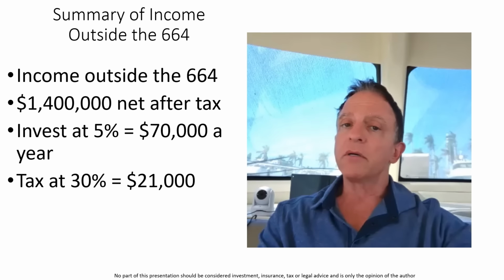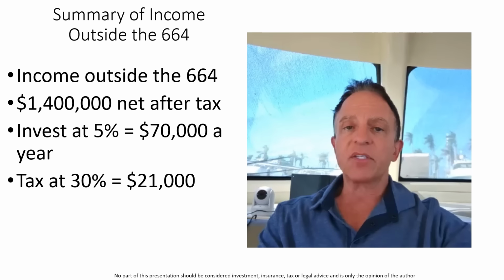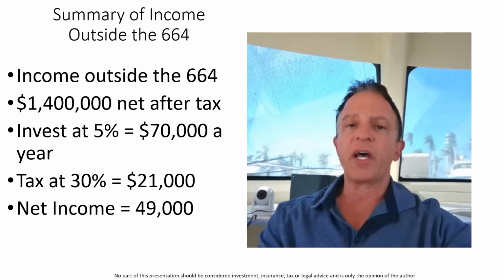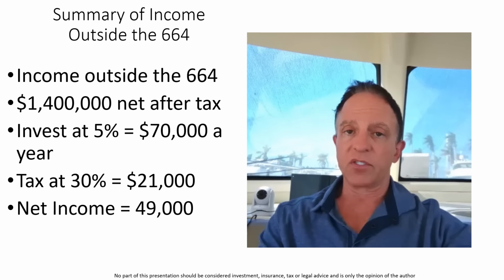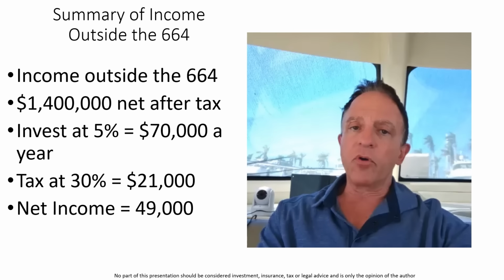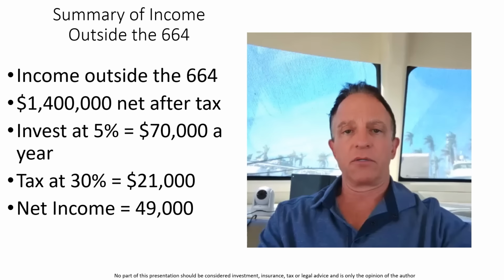But again, that income is fully taxable. So now we have tax at 30%. We're using that as an example. So now you're paying $21,000 of tax on the 70 grand. So you paid two taxes. Your net income per year is $49,000.